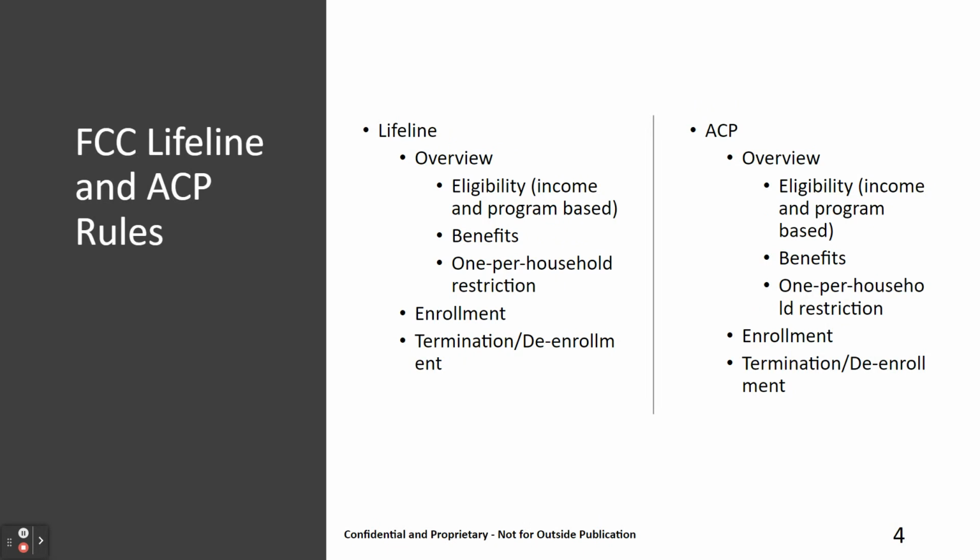ACP subscribers can be terminated and de-enrolled. If the subscriber requests to be de-enrolled, this must be completed within 2 business days. For non-use, that is, the subscriber doesn't use their service within the last 30 days per FCC rules, this triggers a 15-day notice period, where AMBT provides notice to a non-using subscriber, and that subscriber gets 15 days to use their service. After those 15 days, we must de-enroll them within 5 business days.